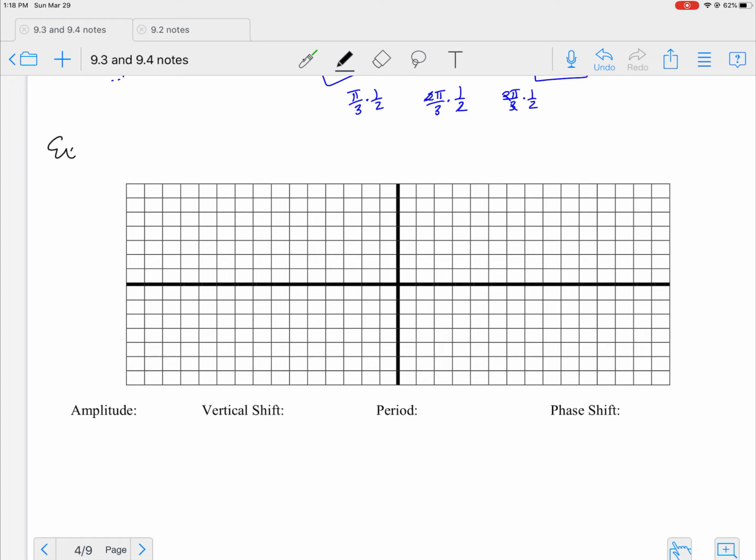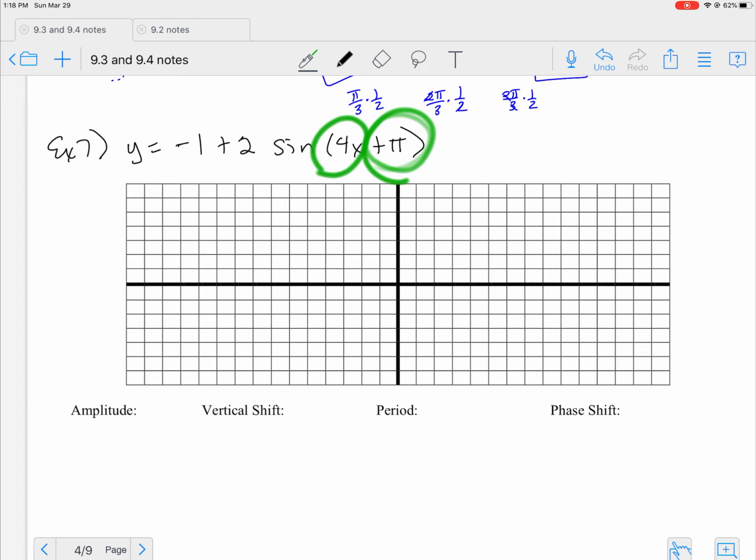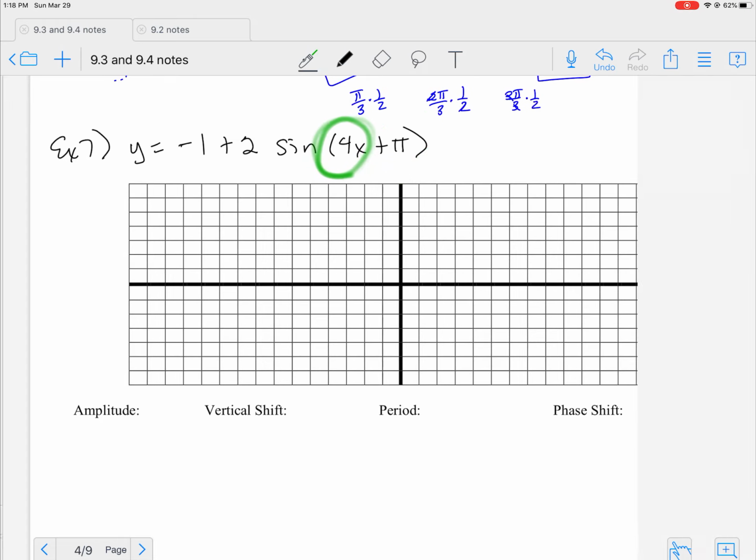All right, let's do one more and then we'll move on to our other trig functions. But this is fun, right? It's cool to look at all this stuff, I think. So here's example 7. Y is now equal to -1 plus 2 sine of 4x plus pi. Ooh, literally everything that can change does.